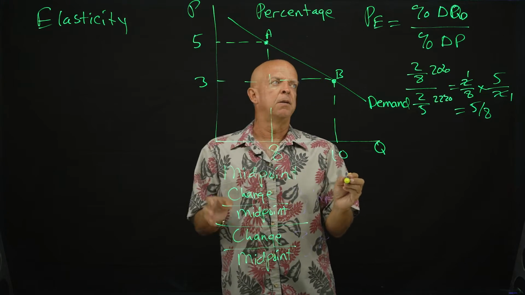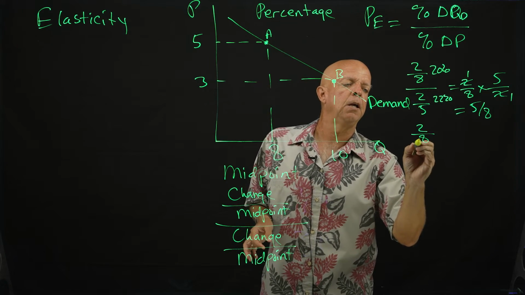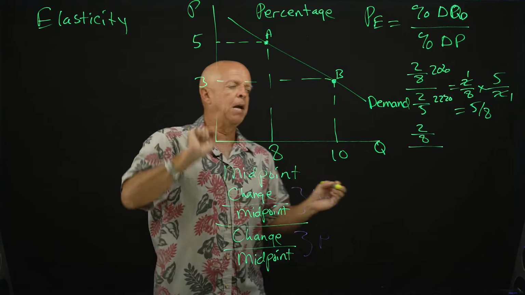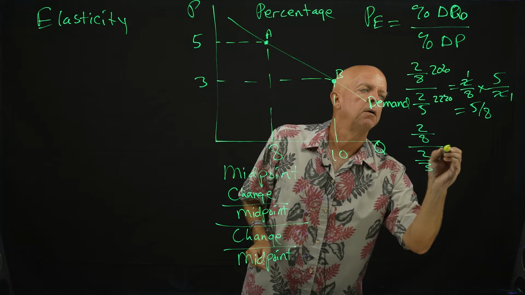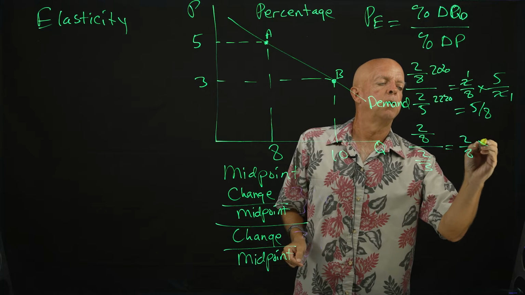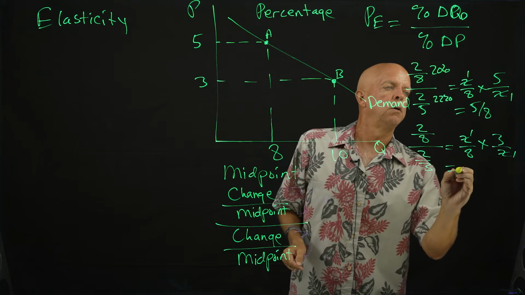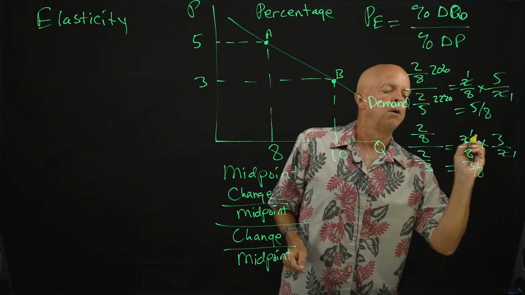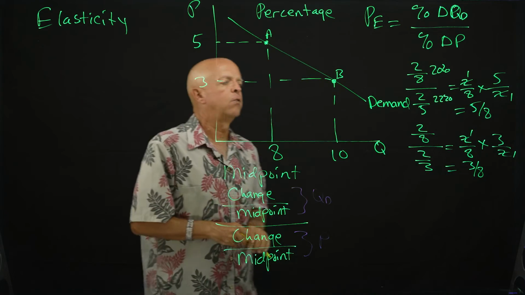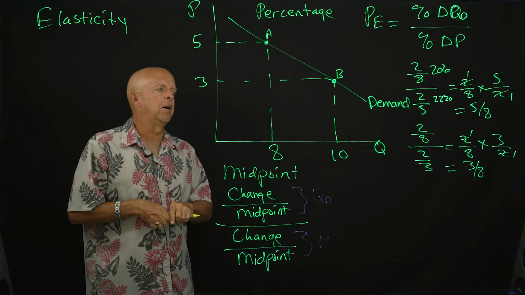So if we do that, percentage change in quantity demanded is going to be the same, 2 over 8, but now we have change over the base, 2 over 3, and this is going to be 2/8 times 3/2, cancel, cancel. Now we've got 3/8. The numbers are different, 5/8 to 3/8, even though we have the same actual change that is going on.